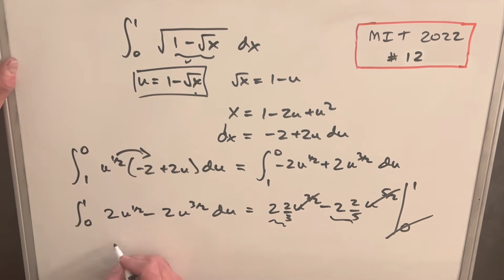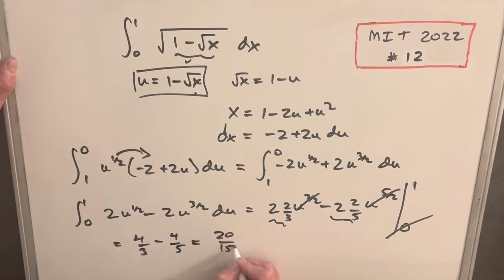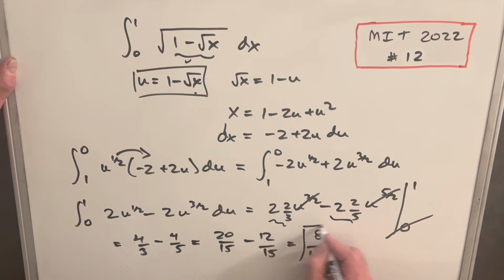So 2 times 2/3 is going to be 4/3. 2 times 2/5 is going to be 4/5. We'll just get a common denominator, and we have 20 over 15 minus 12 over 15, and that's going to give a final answer of 8 over 15. That's it. MIT 2022 problem number 12.